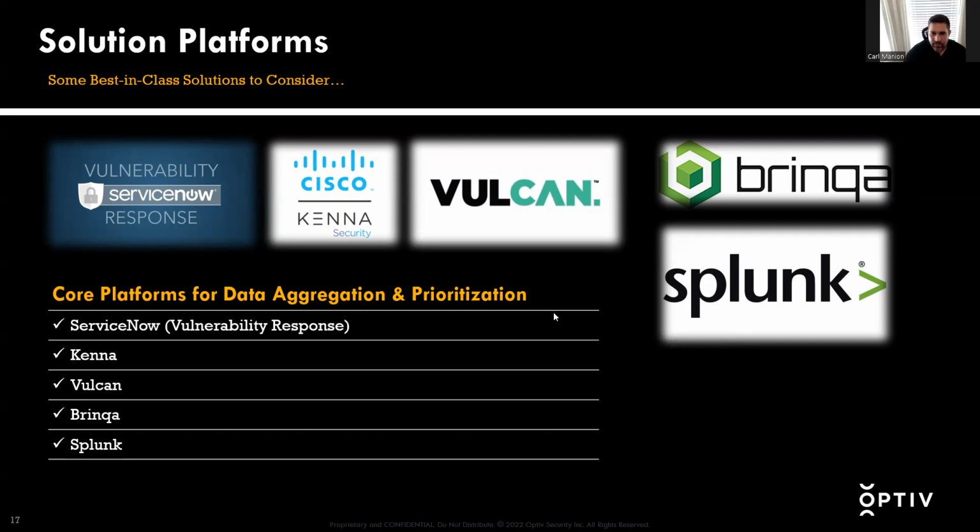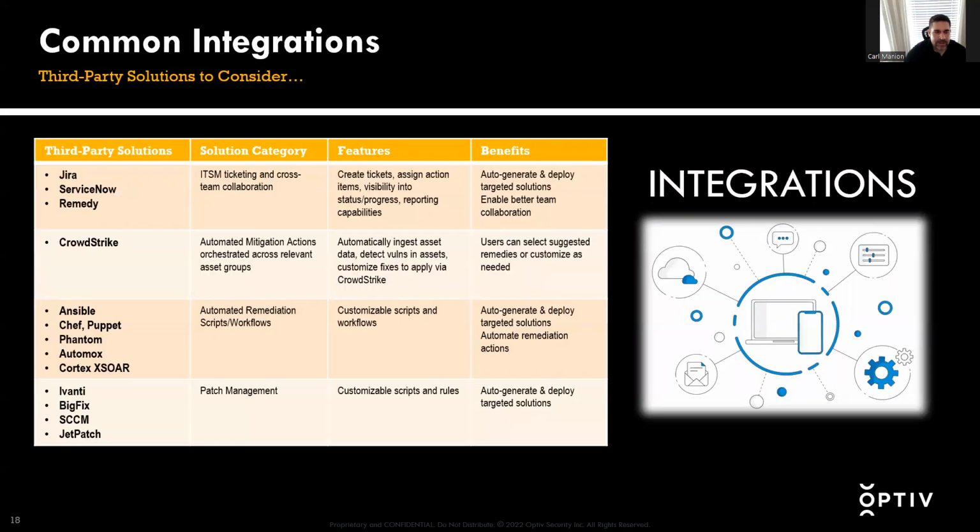But that is another platform that is commonly used, and you can integrate machine learning and data science capabilities and advanced reporting into Splunk as well. So those are some core platforms that are commonly used for machine learning and data science within VM&R programs. As far as other third-party solutions to consider, there's multiple systems that can be integrated once you have a core platform that you're using to prioritize the results.